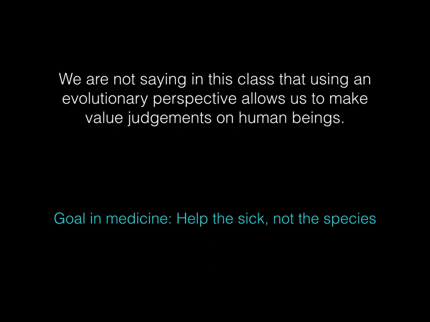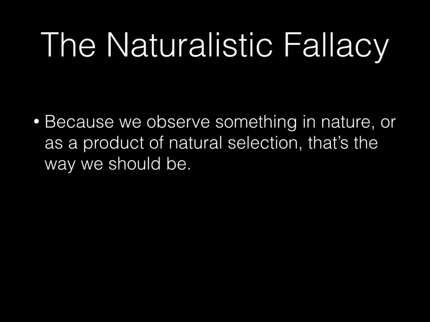And this brings up an important concept that I want you to keep in mind, especially as you talk to other people who are maybe not so familiar with evolutionary theory. And this is called the naturalistic fallacy. The naturalistic fallacy states that because we observe something in nature or as a product of natural selection, that's the way we should be. This is the fallacy. Fallacy means lie. So we should not be saying this.